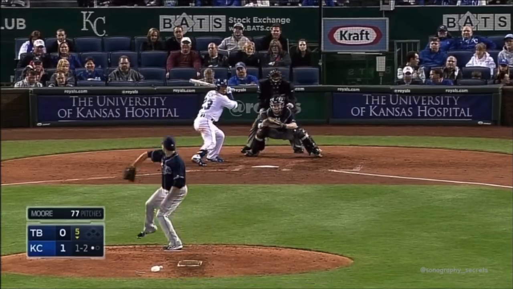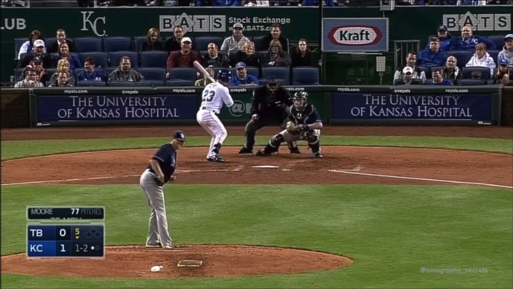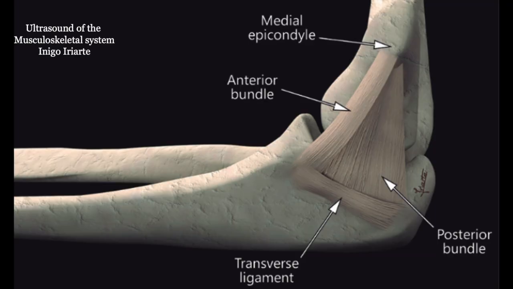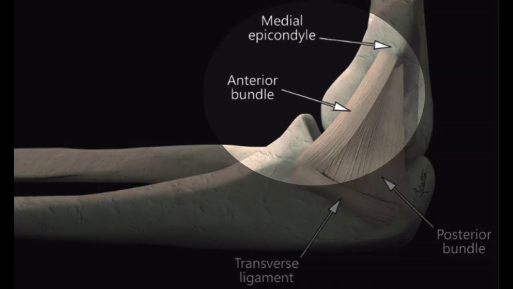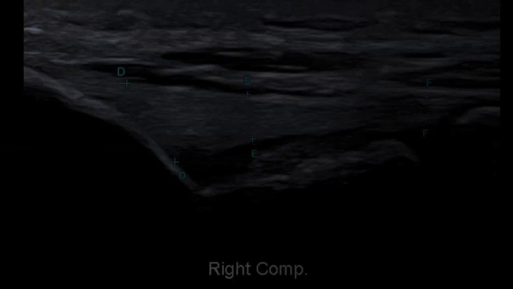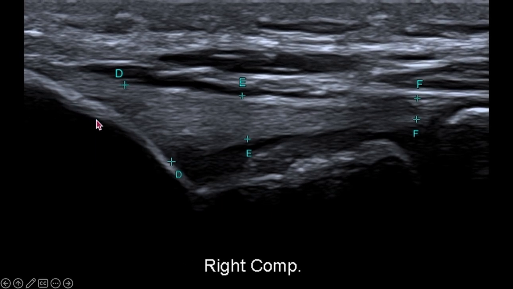Now, the UCL of the elbow consists of an anterior bundle, a posterior bundle, and a transverse ligament. And the most important component of the UCL is the anterior bundle, which we see beautifully on ultrasound. We can see its insertion at the medial epicondyle all the way down to the sublime tubercle of the ulna.